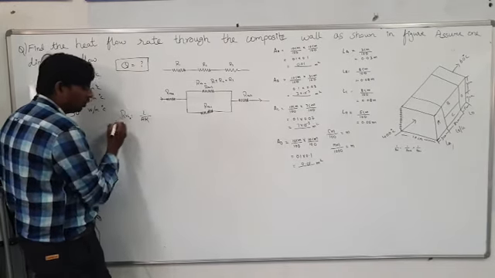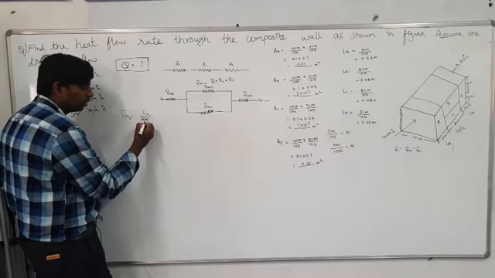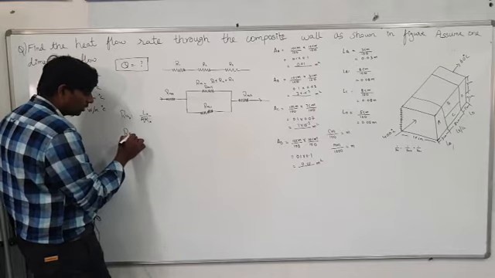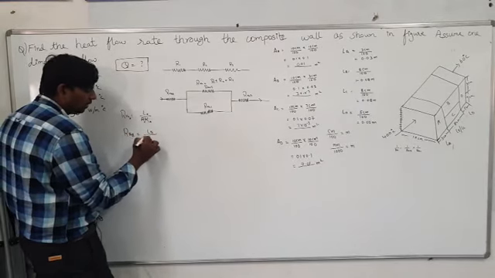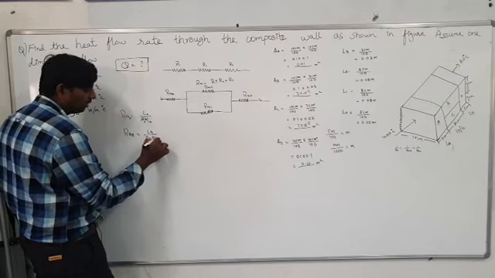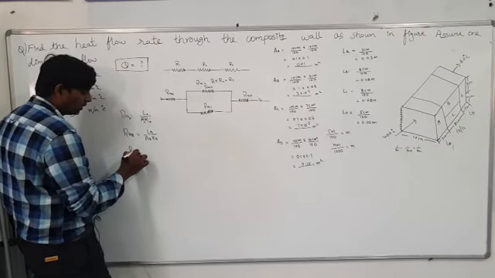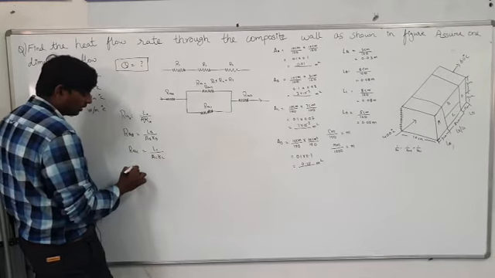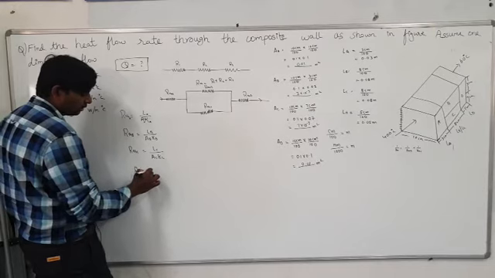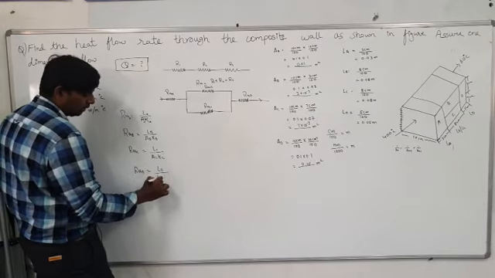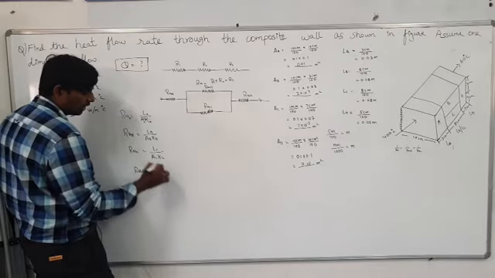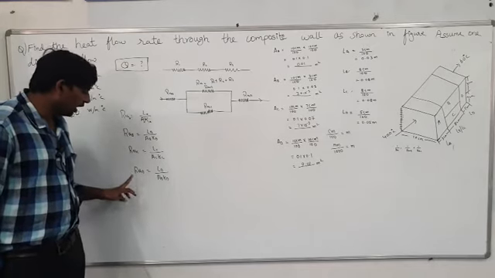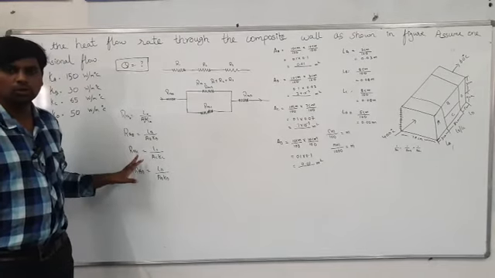For the A component you are taking now, here also you have to take A. For the B component, RTH B is LB over AB KB. Next, RTH C is LC over AC KC. For RTH D, it is LD over AD KD. Like this you have to take RTH A, RTH B, RTH C, RTH D and find out the values first.